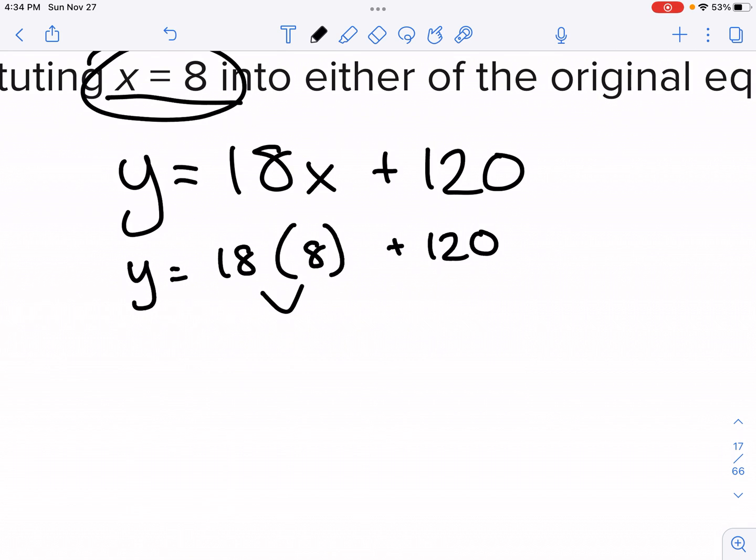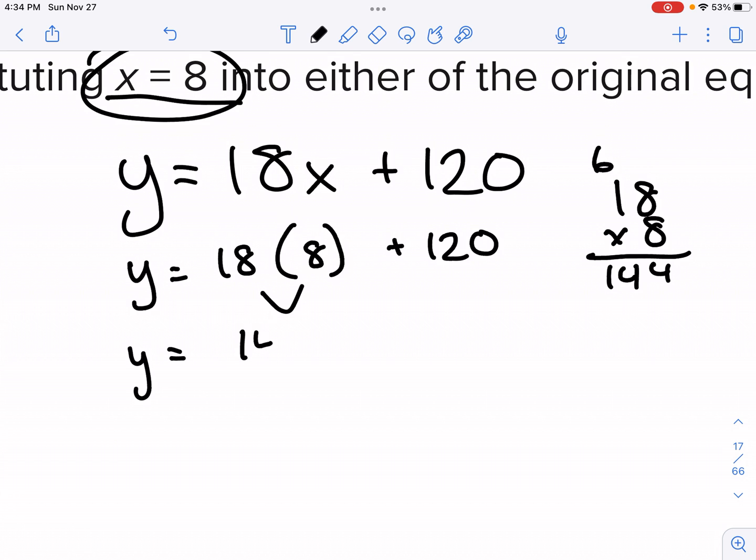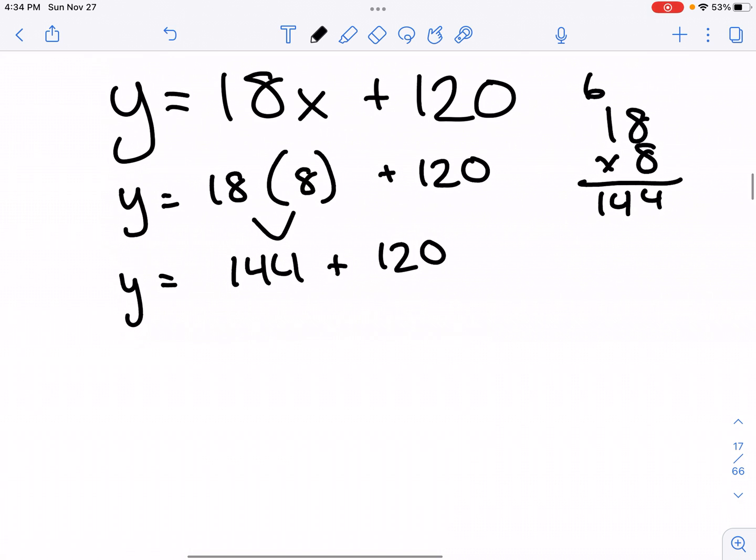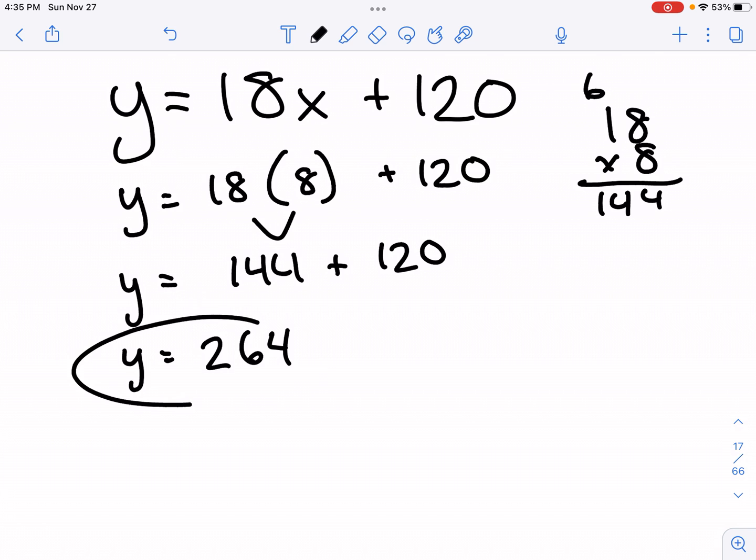18 times 8, and I'll do some scratch work. That's 64, and then 8 times 1 is 8, plus 6 is 14. So this is y equal to 144 plus, don't forget, this 120. If you add this, 100 plus 100 is 200, 40 plus 20 is 60, and 4 plus 0 is 4. So what this means is that they both will have $264 in their account.